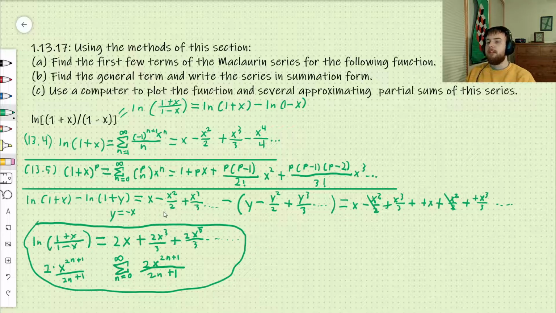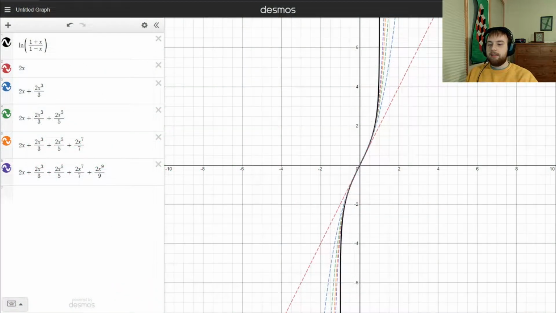Now for part C, use a computer to plot the function and several approximating partial sums of this series. Here's what we have for that. So this here is our original function, and these are all progressively getting closer and closer to the function, as you can see. Once again, these are only valid between -1 and 1, because that's where they converge.